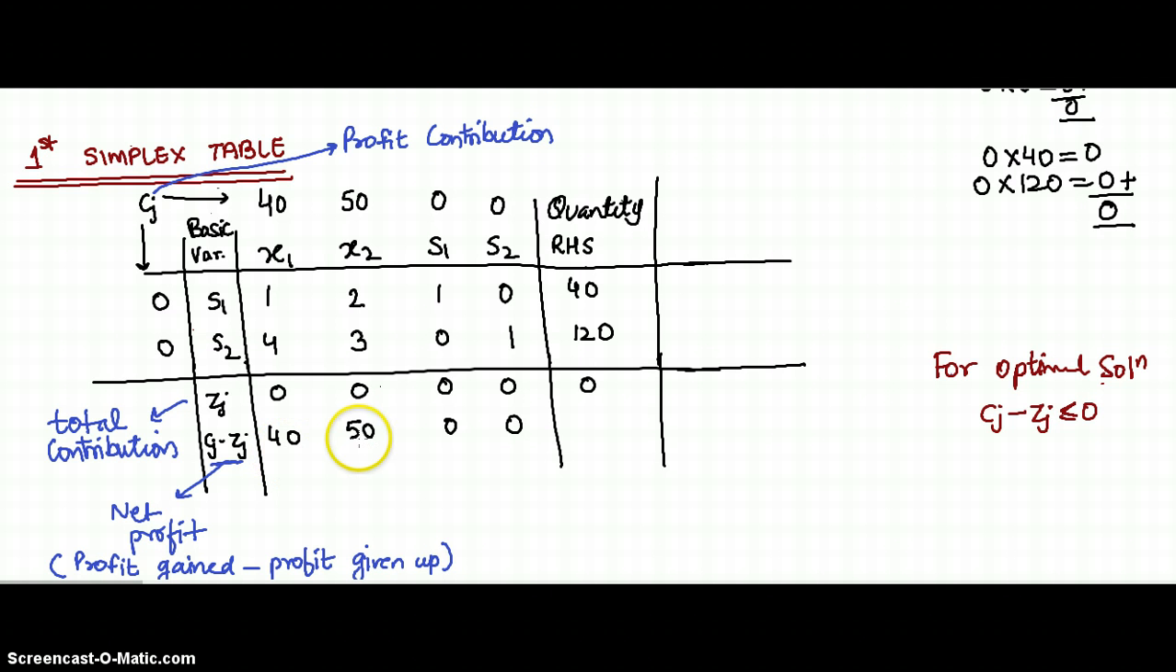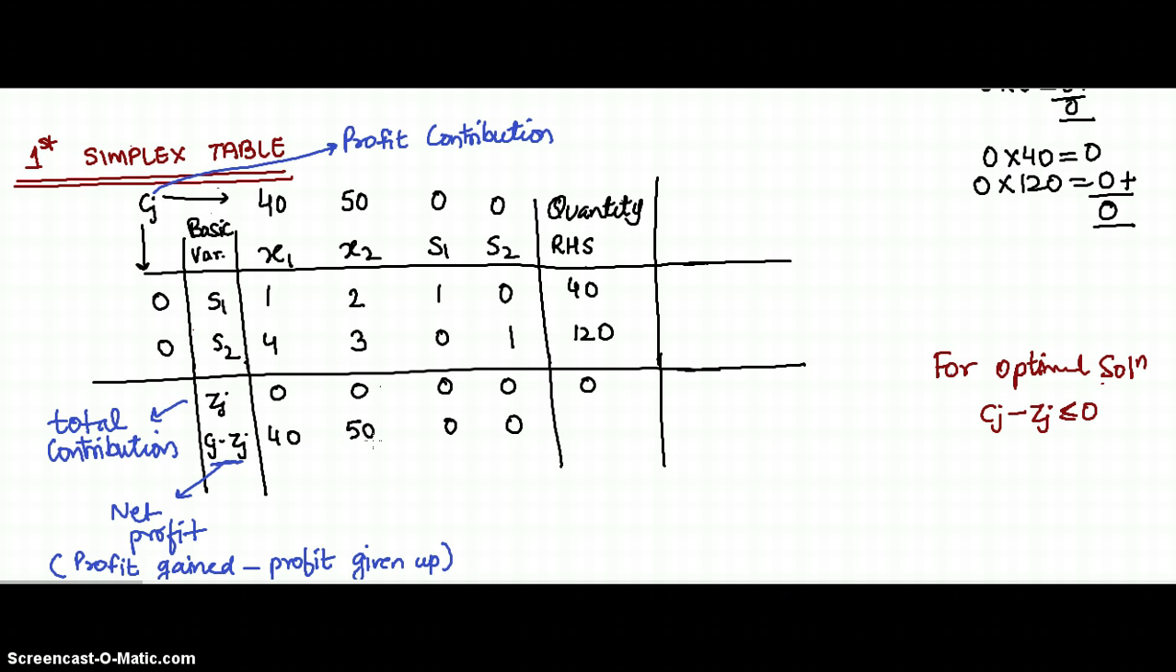So what do this 40 and 50 show? This shows the increase per unit of entering the non-basic variable into the basis. If we enter the variable x2 into the basis, x2 is the non-basic variable, and s1, s2 are the basic variables because these are initially in the solution. This represents that if we enter the variable x2 into the solution, it will give us a profit of 50. Naturally, we all want to make as much profit as possible.